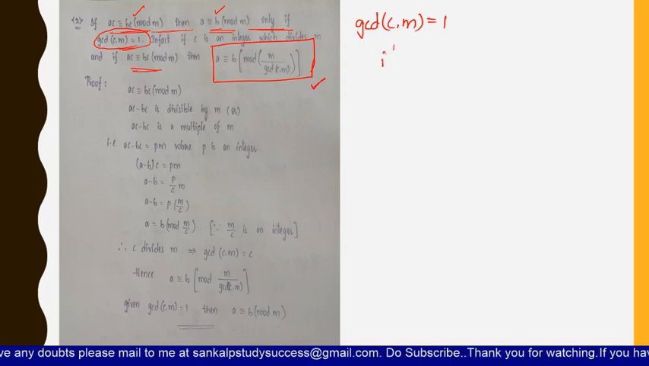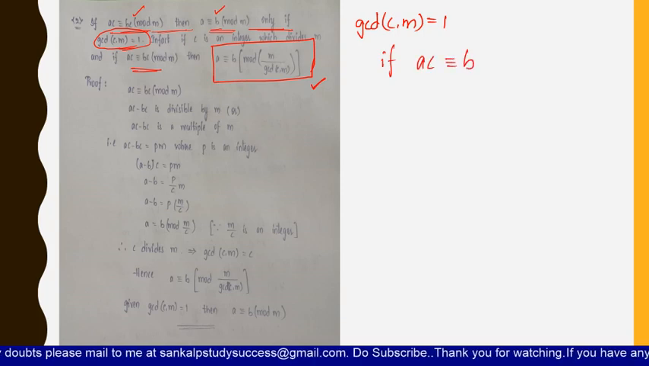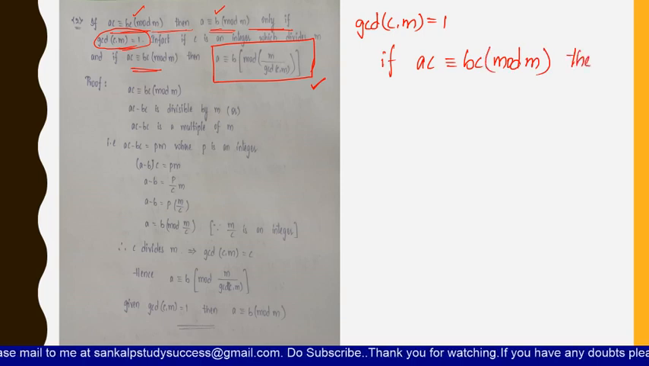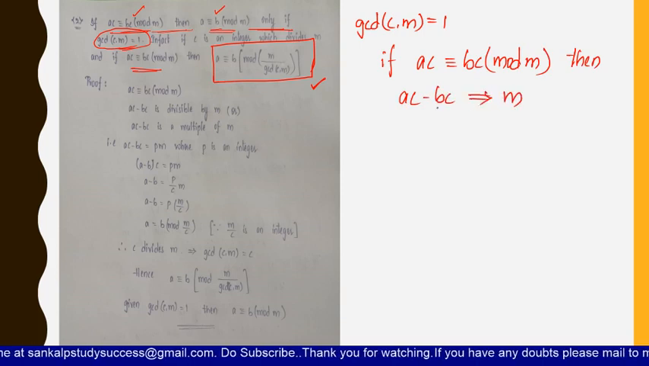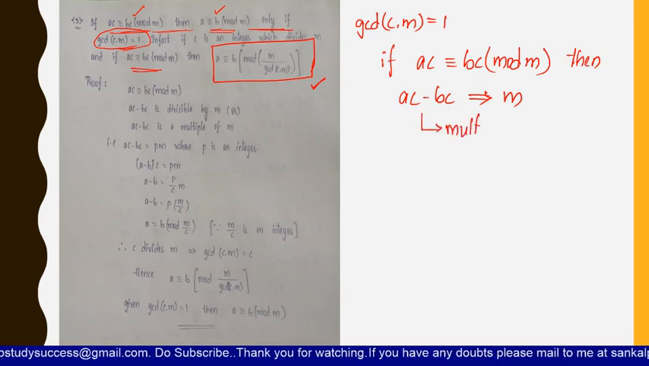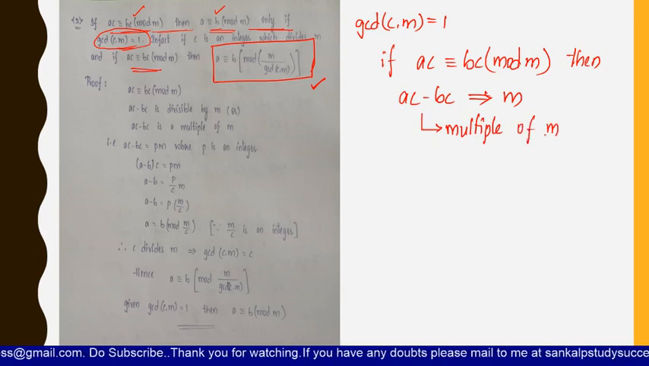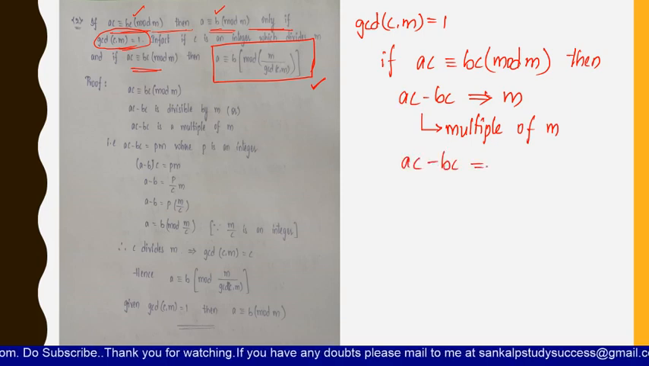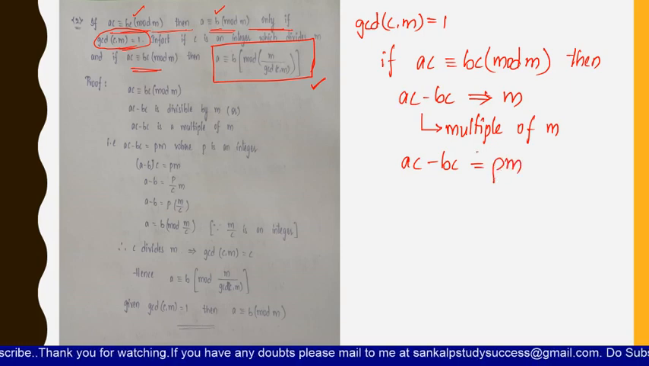So, let us write if AC is congruent to BC mod M, then that means what here? This is nothing but AC minus BC is divisible by M, right? We can also say that it is a multiple of M. Multiple of M or divisible by M, both are one and the same. So, how can you represent it in the form of an equation? AC minus BC is equal to PM. Here P is nothing but an integer, as it is a multiple of M.